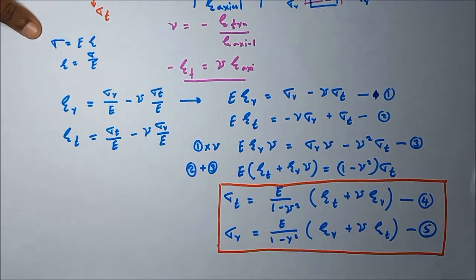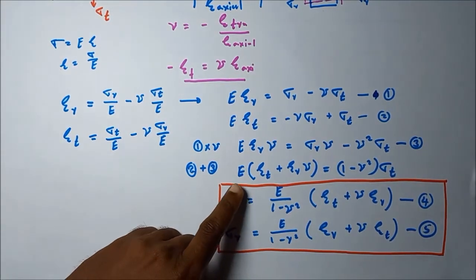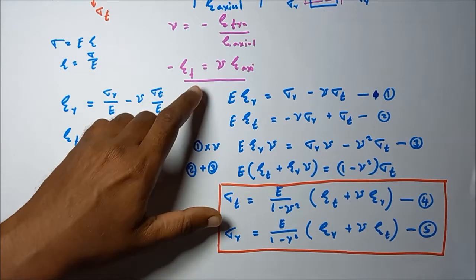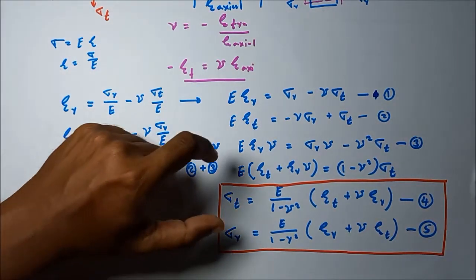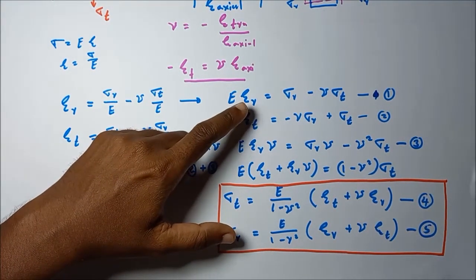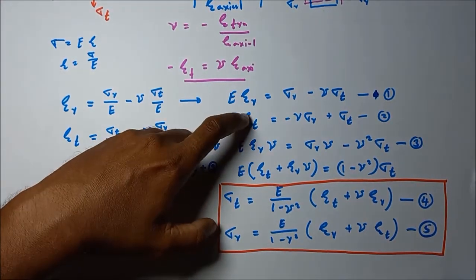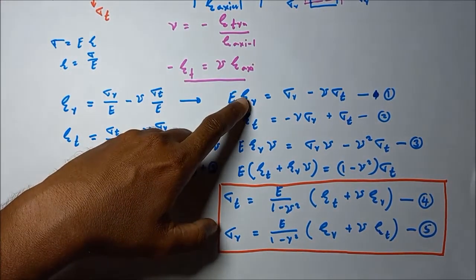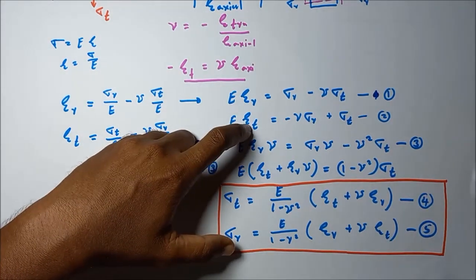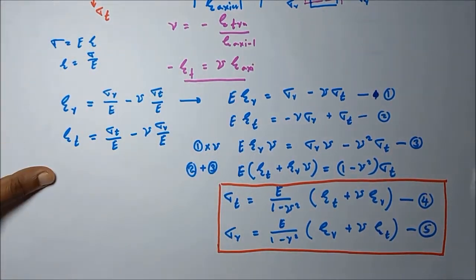Then I am going to obtain the expressions for the strains considering the deformation of this thick wall cylinder. Again, I am going to obtain the two expressions for epsilon r and epsilon t considering the deformation of the cylinder. Let's see how to obtain that.